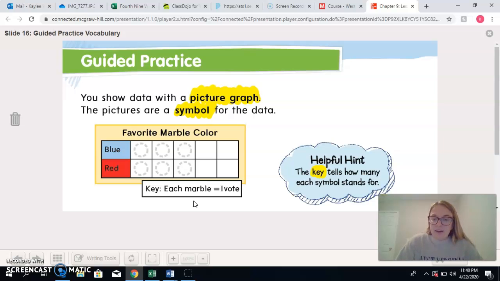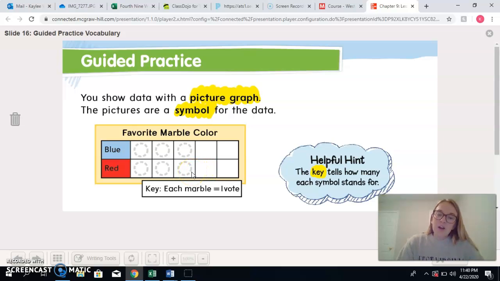This little helpful hint right here says the key tells how many each symbol stands for. So it looks like this says key. Each marble equals 1 vote. So if I see 1 circle, like I do right here for blue, that means that 1 circle is 1 vote. But as you can see, there are 1, 2, 3 circles for blue, and there are 1, 2, 3 circles for red. So that means there are 3 votes for blue and 3 votes for red.